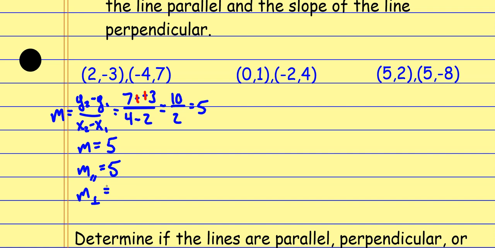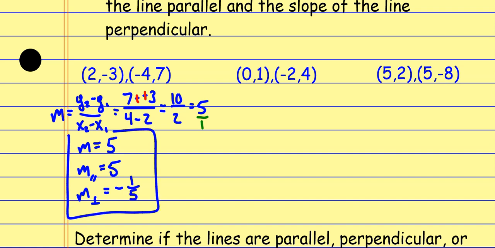Now think about this for a second. This was like 5 over 1, right? So if I want the perpendicular line, I have to do the opposite. That was a positive 5 over 1, so I'm going to do the opposite, which is a negative. And I want to do the reciprocal, which means flip it. So instead of 5 over 1, it's 1 over 5.